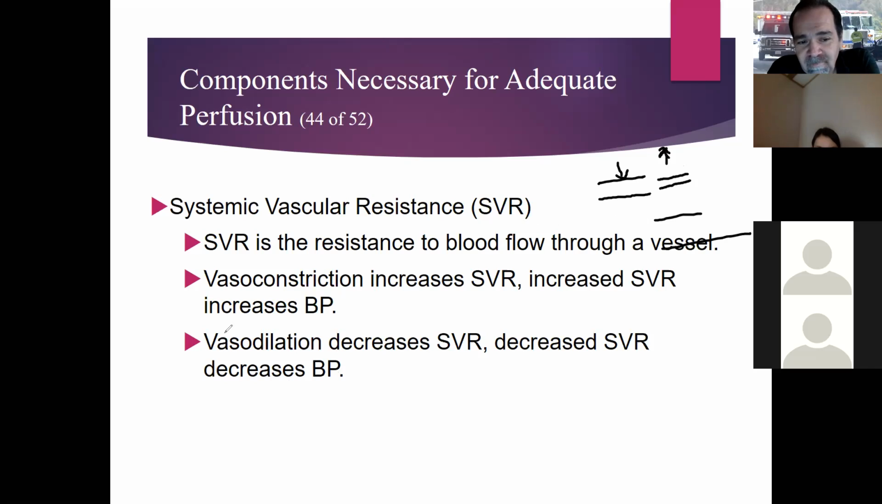Okay, vasodilation. If you open up the blood vessels, like maybe this big, you have a decrease in systemic vascular resistance, which actually decreases blood pressure.